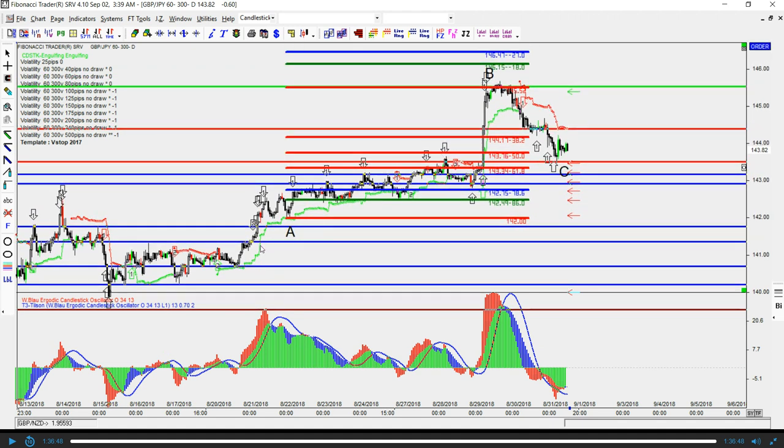This is another pair that reversed. It was in a sell and it broke, took out the A. Once it takes out the A, then we reverse off Fibonacci's and look for the next swing.